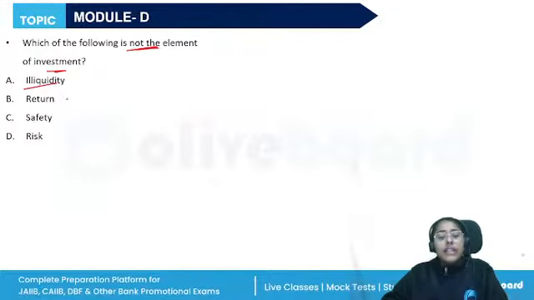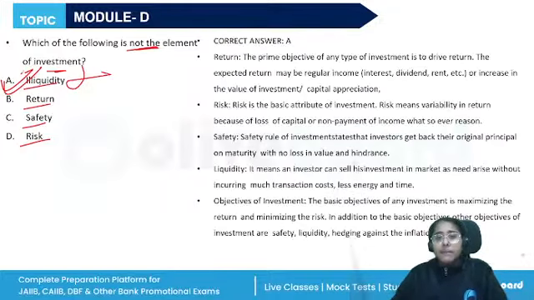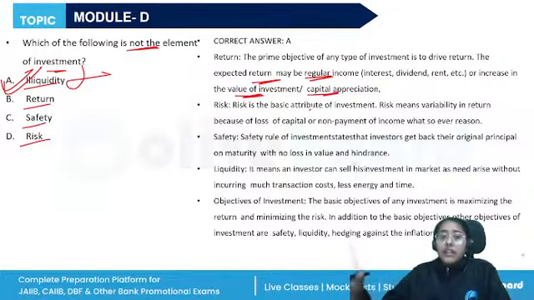Option A, illiquidity, B, return, C, safety, D, risk. So we know that the characteristics or elements of investment are return, risk, safety, and liquidity. So illiquidity is not an element. Return refers to the regular income, or it can be the increase in the value of investment or capital appreciation, what return we are getting from the investment. This is the main objective of any type of investment.